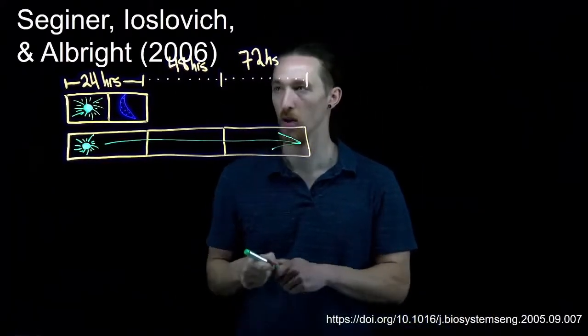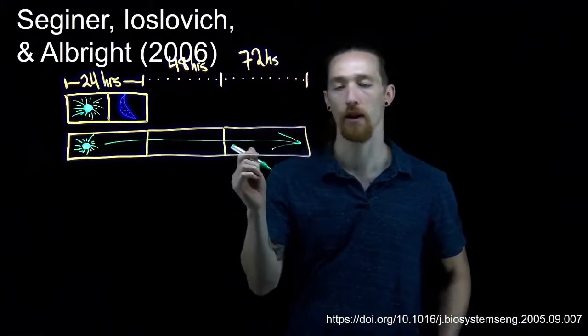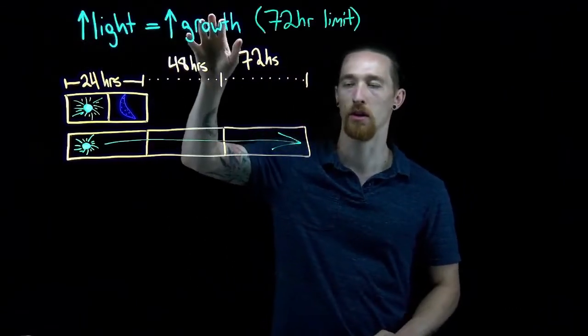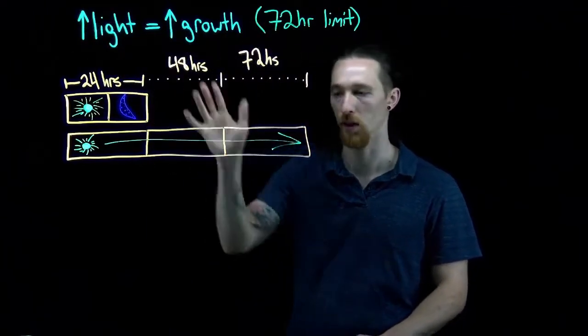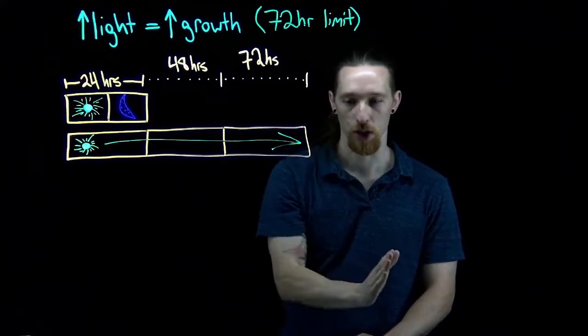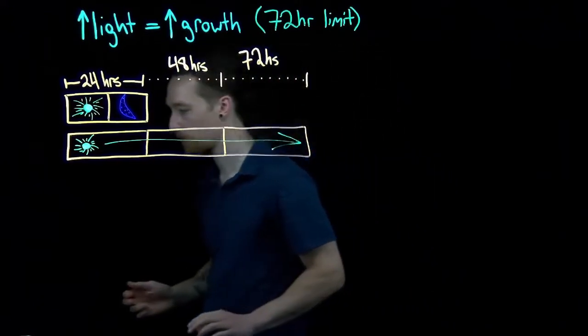So plants grew as you gave them more light. We found more growth. More light, more growth, up to a 72-hour limit. As plants received more light, they continued to grow. After this point, the plants crashed and couldn't handle it anymore.